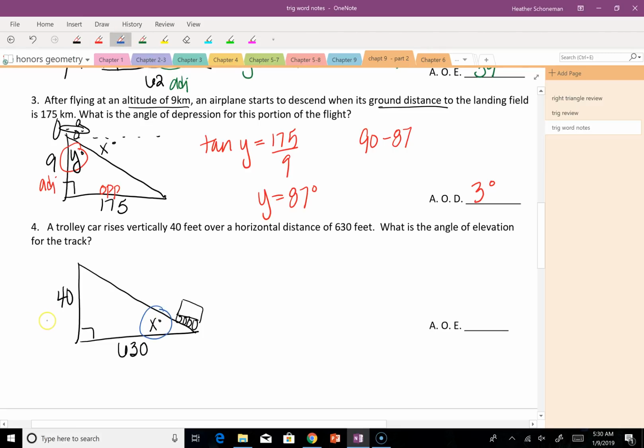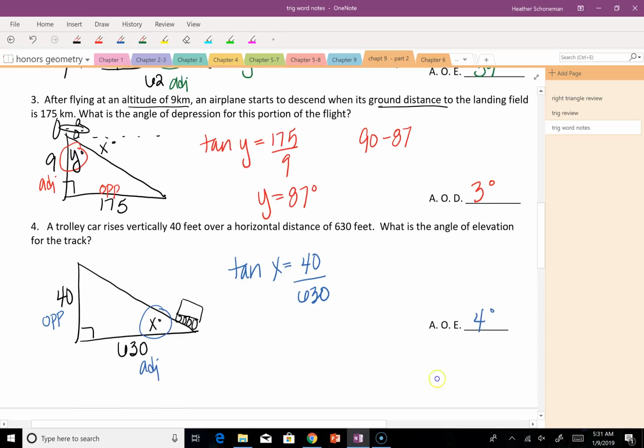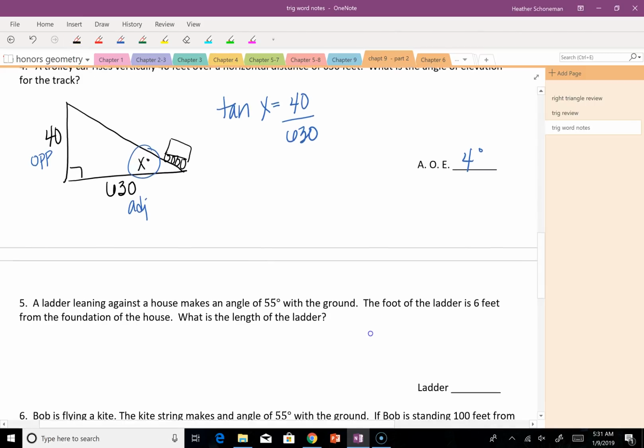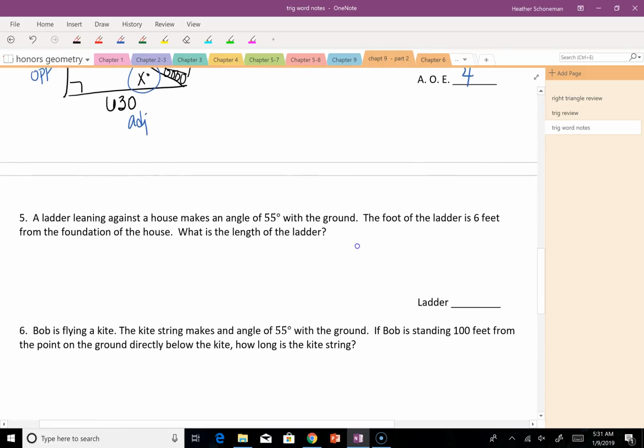So looking at x, 40 is opposite, 630 is adjacent, so that would be tangent. So the tangent of x equals opposite 40 over adjacent 630. So in your calculator, second tangent, 40 divided by 630, you get 3.6, but rounding to the nearest whole degree, which is just 4 degrees, which again is small, but trolley cars aren't that strong. They're not going to be able to do that steep of a hill. Or do you really want to go on something on that steep of a hill? Unless you're on a roller coaster.